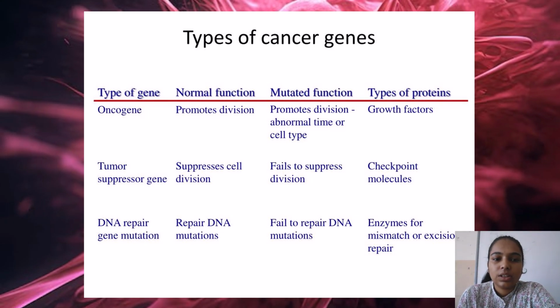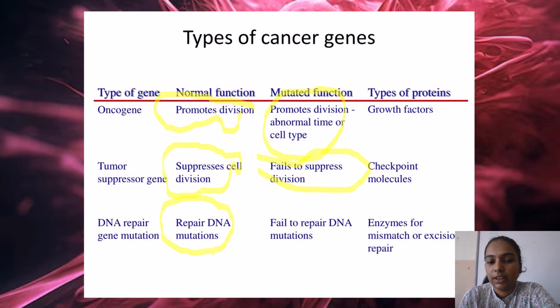So we have the difference between the types of cancer genes. First we have oncogene, tumor suppressor gene, and DNA repair gene mutation. The normal function of an oncogene is promoting division, but when it gets mutated, abnormal division occurs. A tumor suppressor gene suppresses cell division, but when it gets mutated, it fails to suppress the division. A DNA repair gene repairs the mutations caused in the DNA, but when its function gets mutated, it fails to repair the DNA mutation.